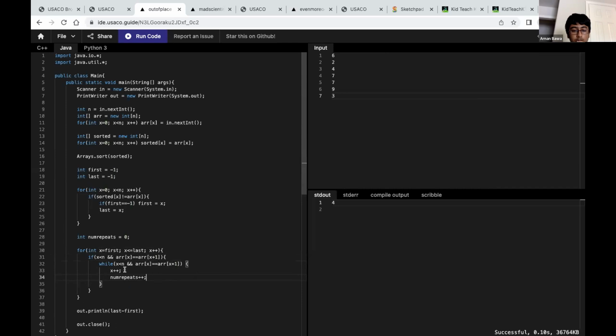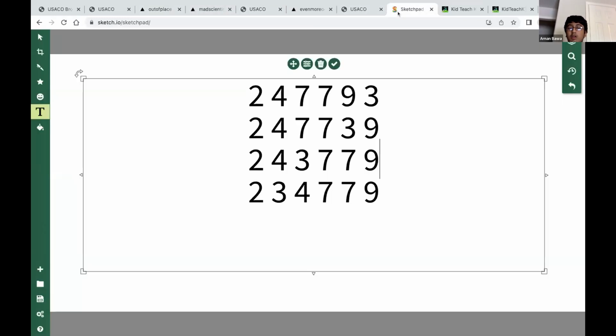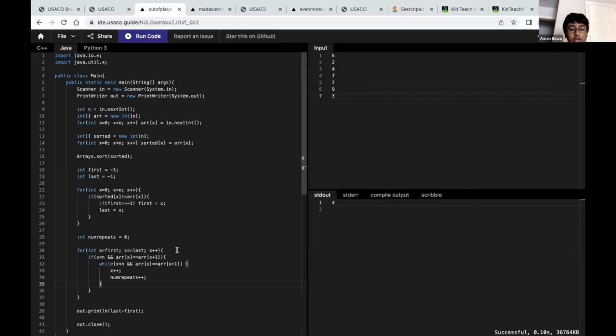Okay. Also, one thing to note is that num repeats should be the number of repeats minus 1, because in the end, I'm going to subtract num repeats from my answer. So right here, we had 2 repeats, but I'll actually subtract 1 from this and make it 1 because that's how much I can skip over. I can't skip over both of them. I can only skip over 1. Because if I skipped over both, I would swap this 3 and the 4, and then we would have 2, 3, 7, 7, 4, 9, which is still not in order. So I can do while x plus plus, and then at the end, I'll just do num repeats minus minus. No, that should be here.